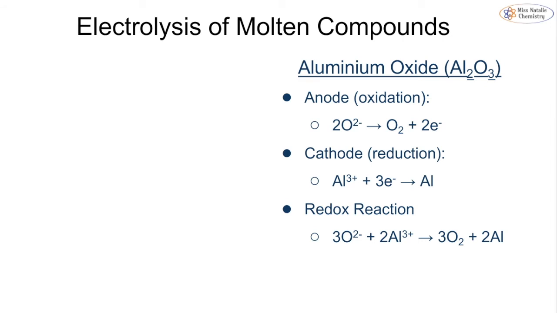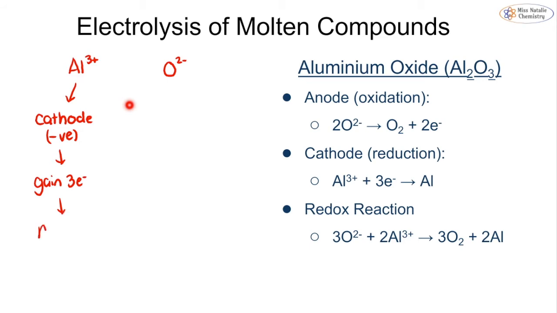I can do the same for aluminium oxide. So aluminium is Al3+, and my oxygen is O2-. My aluminium is going to be attracted to my cathode because that is my negative. It is going to gain 3 electrons to form the aluminium atoms. And we know that if we gain, then we are getting a reduction reaction. And then we can write out our half equation as we do here. So Al3+ plus 3 electrons gives us Al atoms.